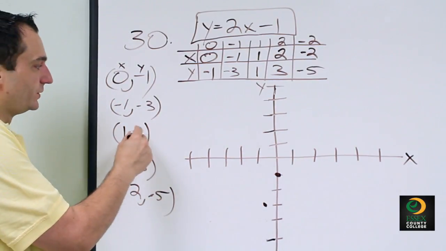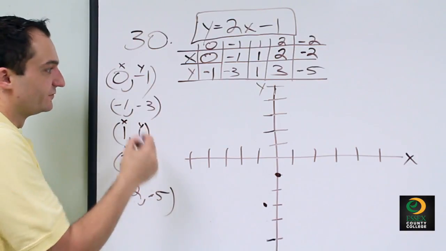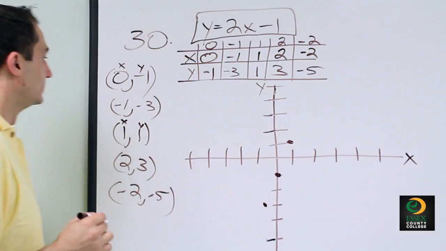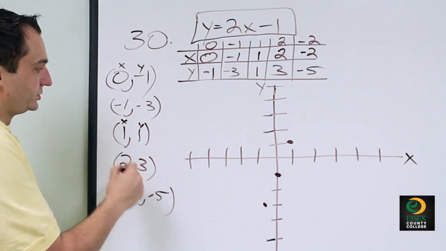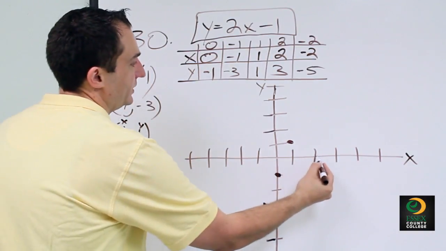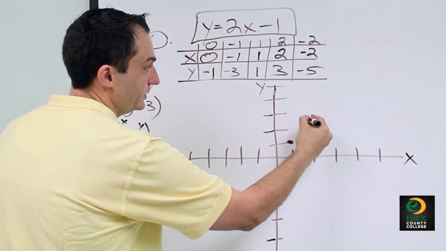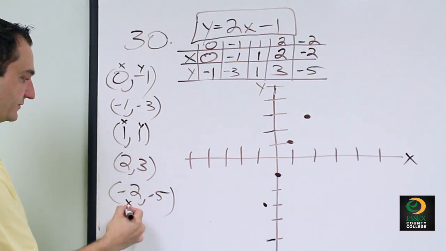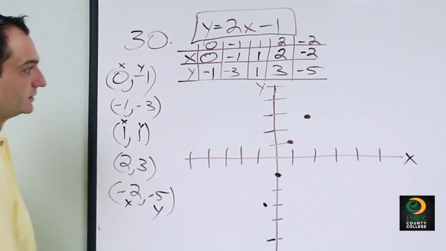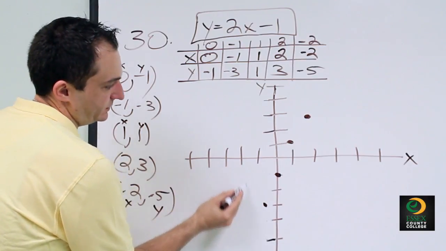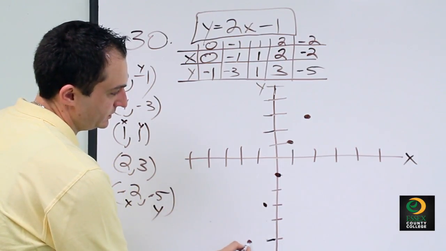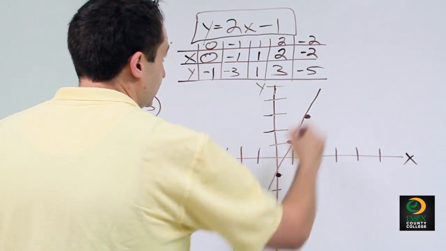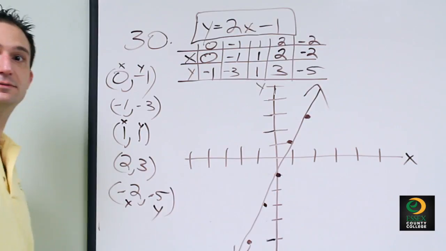Our third point is 1, 1. 1 for the x, 1 for the y. Our fourth point is 2, 3. 2 over on the x, 3 up on the y, would be right there. Our fifth and final point would be -2 for x, -5 for y. -2 on the x, and -5 all the way on the y, down there. So our final step would be just to connect the dots, and we have a line.